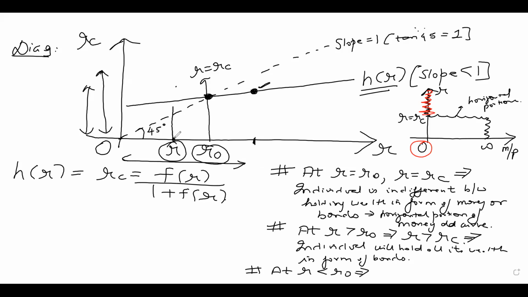At this point, your actual RC is this much. But the RC required for equality should be this much. That means your RC is more than what is required for equality. So I can say R is less than RC.